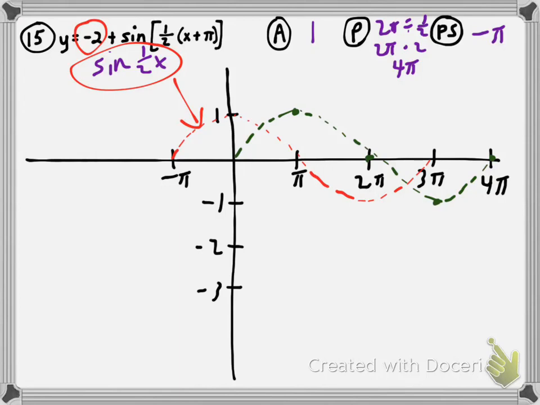And we're just dropping it down 2 units, and we do that in purple. So negative pi, 0 becomes negative pi, negative 2. 0, 1 becomes 0, negative 1. Pi, 0 becomes pi, negative 2. 2 pi, negative 1 becomes 2 pi, negative 3. And 3 pi, 0 becomes 3 pi, negative 2. And we draw the graph.